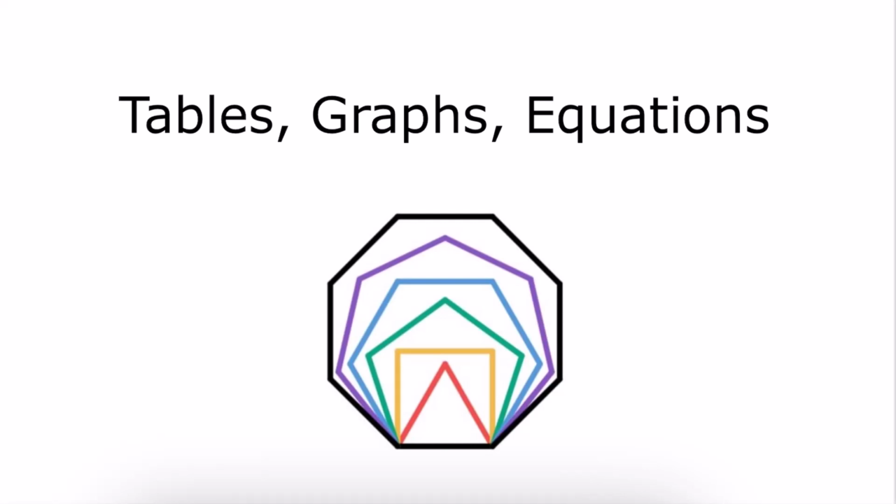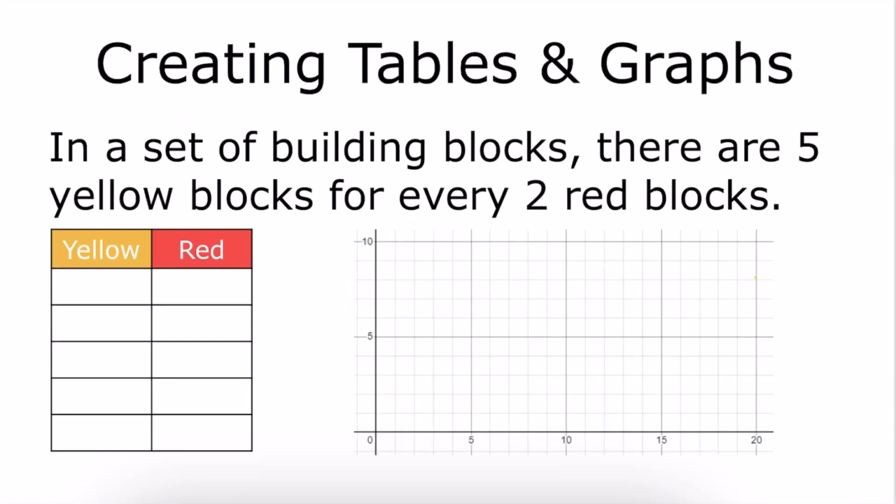Everybody, in this video, we're going to talk about how you can use tables, graphs, and equations to help your students solve proportional word problems. So let's say, for example, that we have a set of building blocks and there's 5 yellow blocks for every 2 red blocks. You could create a double number line with this if you wanted to.